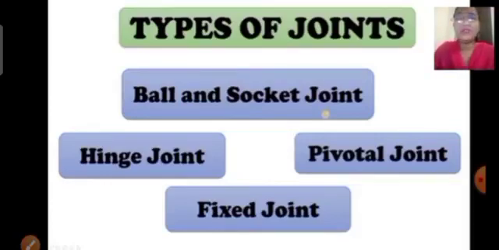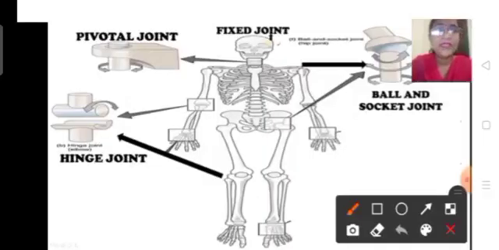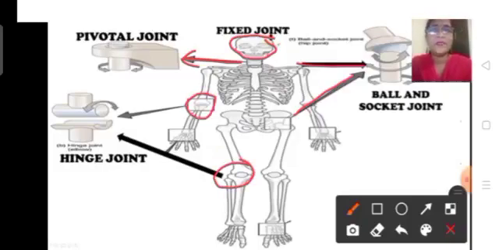Now we are going to study 4 different types of joints: ball and socket joint, hinge joint, pivotal joint and fixed joint. The diagram which I am showing you on the screen tells us that the fixed joint is present in the skull, pivotal joint is present in the neck, ball and socket joint is present in the hip and the shoulder bones, and hinge joint is present in the elbow and in the knees. Now we will study each of these joints in detail.